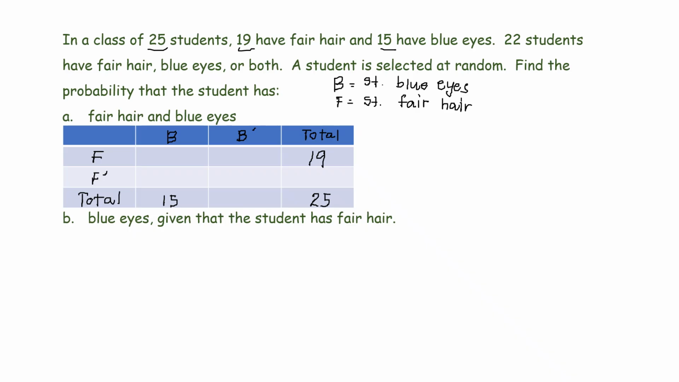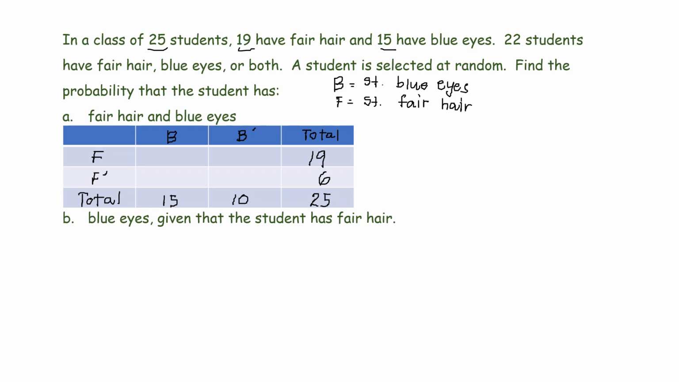So in this case, you can easily say that if out of 25, 19 have fair hair, that means those students without fair hair is 6. If this is 15 out of 25, then this must be 10, those students without blue eyes, different eye color.